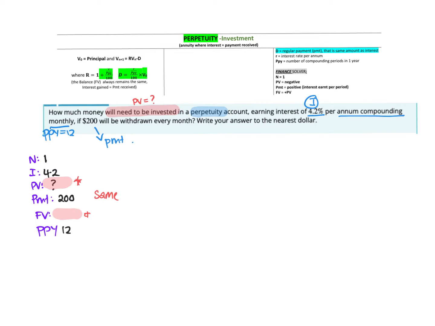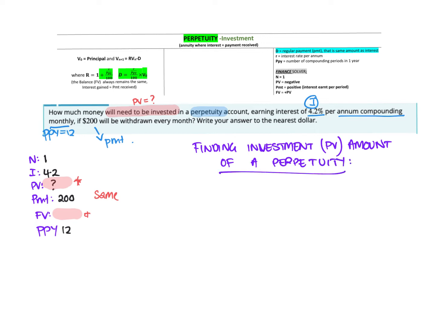So we're going to say when you're finding investment, and we might just write the PV in brackets, amount of a perpetuity. So you have to do it this way. So what happens is you get so used to using Finance Solver a lot, and then you'll get up to this and you'll forget. You'll go, oh my gosh, what am I going to do? So this one we have to use the formula.